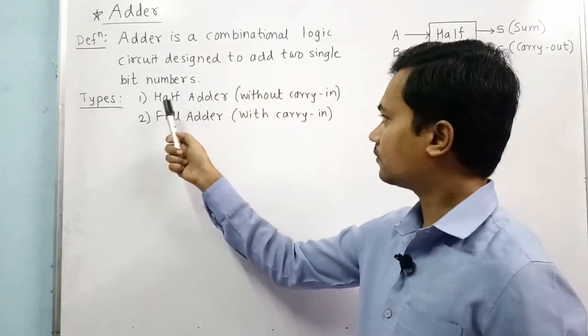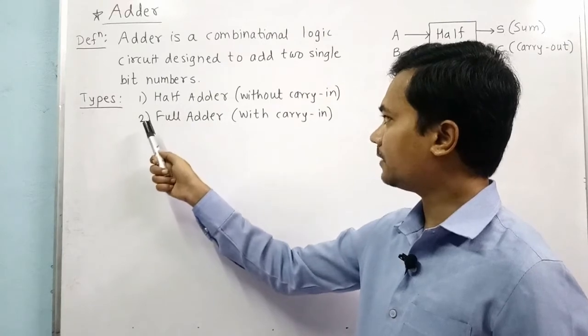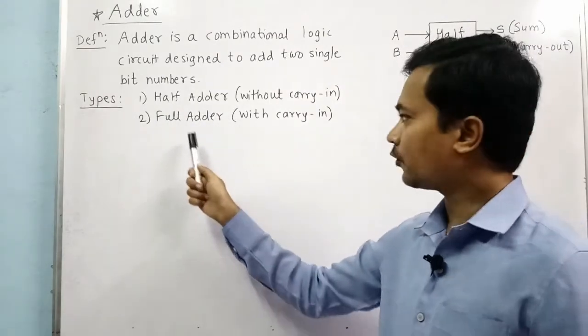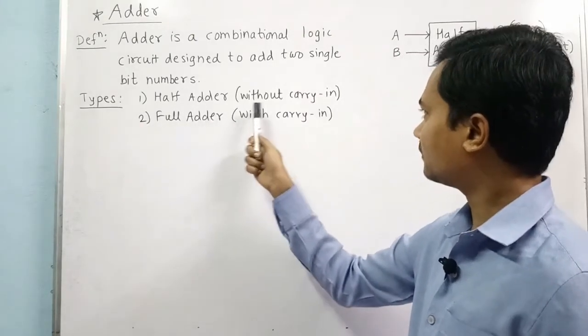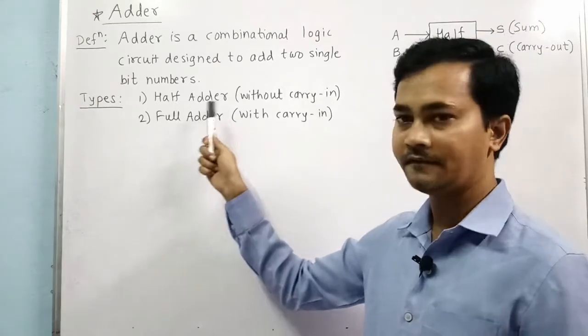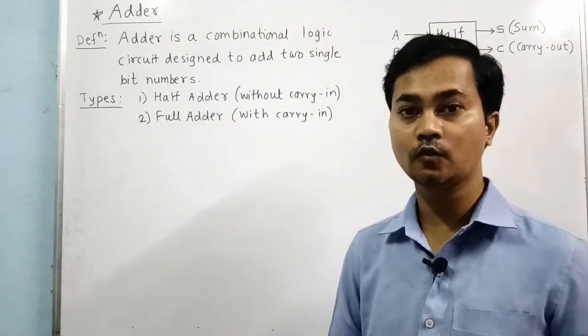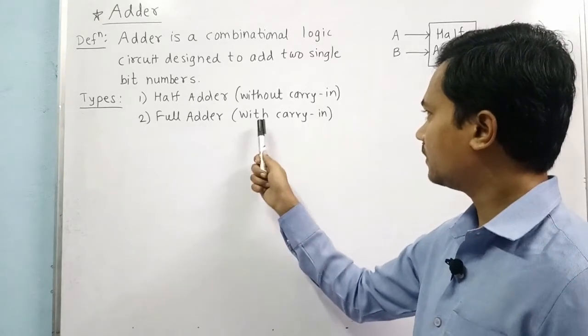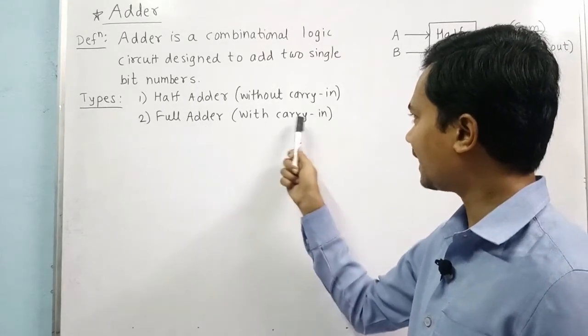Okay, so the adder has two types: half adder and full adder. Half adder means the adder without a carry in bit. This half adder has only 2 inputs and 2 outputs, whereas the full adder has 3 inputs, that is, with a carry in bit.